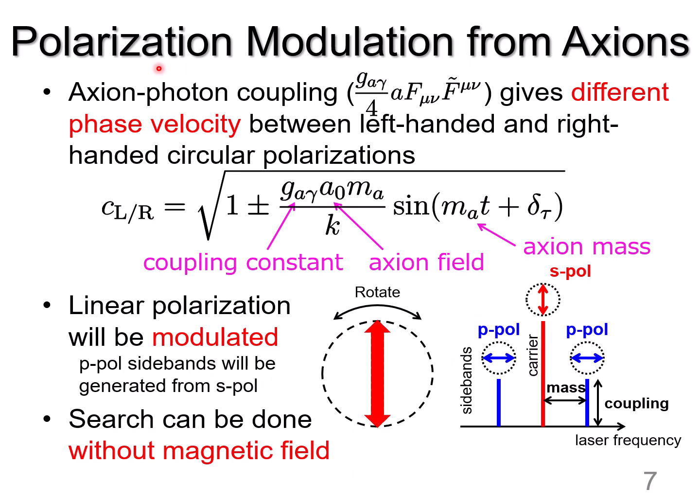You can search for axions without magnets by looking for polarization modulation. This is because if axion-photon coupling exists, it gives different phase velocity between left-handed and right-handed circular polarizations, which can be written like this. This is in the circular polarization plane, but if you convert this into the linear polarization plane, this phase velocity difference creates a modulation of linear polarization, and the linear polarization rotates like this. In other words, for example, if you inject S polarization, this gives P polarization sidebands around the carrier. By looking at the frequency of this sideband, you can search for the axion mass, and from the amplitude of this sideband, you can search for the axion-photon coupling, which is this one. And this can be done without a magnetic field.